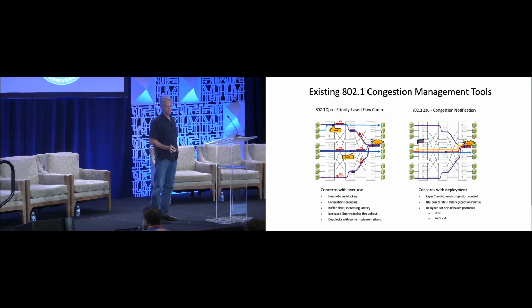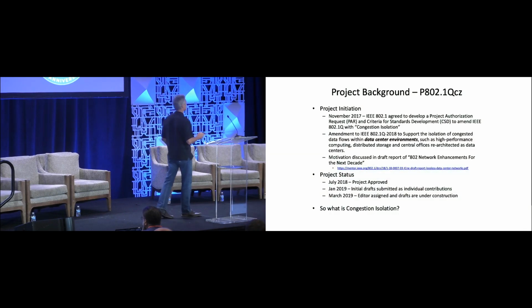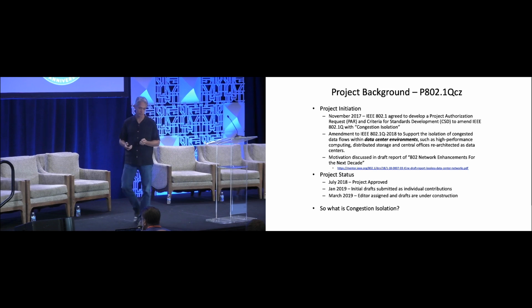So the project that we're working on now, called Congestion Isolation, is really an attempt to provide layer 2 support without the complexity of these other protocols, and to allow scale as well. So this is called Congestion Isolation, and it was a project that has been going on for a while, but recently adopted, and drafts are now currently being written. And so we're in the balloting process of that.